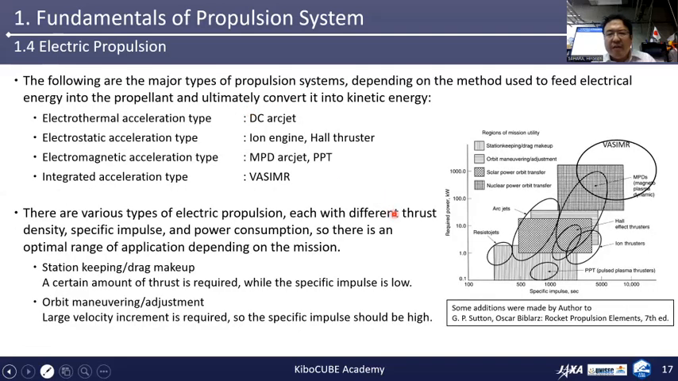Examples of typical electric propulsion for each acceleration type are shown below. When considering the thrust density and thrust to power ratio, the appropriate mission for each electric propulsion system is almost always determined.